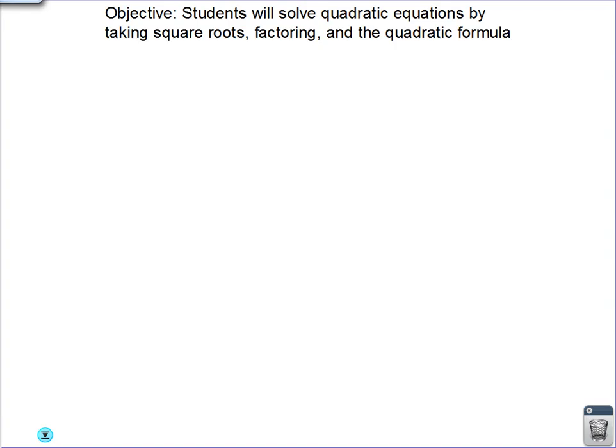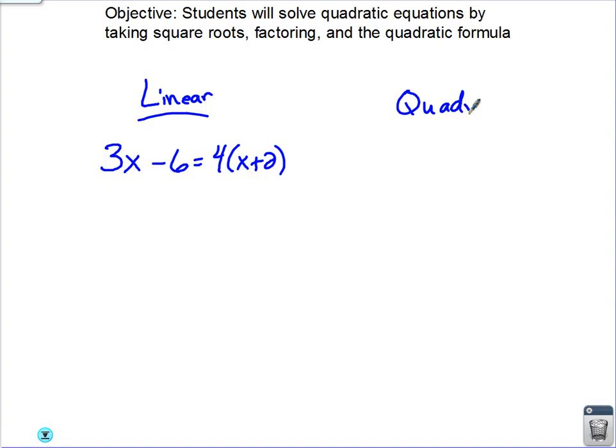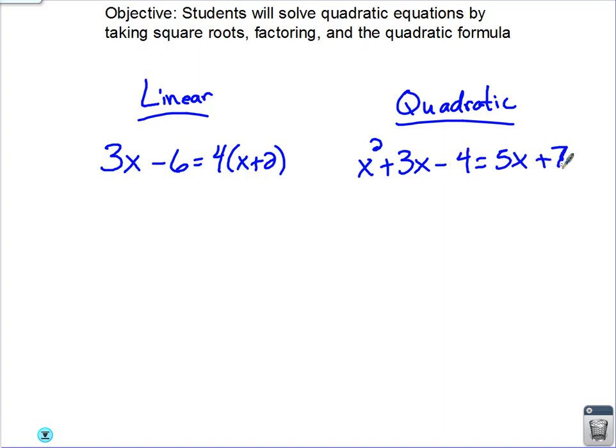Before we go into quadratic equations, let me explain what a quadratic equation looks like, because we need to know linear versus quadratic. Linear: 3x minus 6 equals 4 parentheses x plus 2. That's linear. Notice what's special about your x's. Okay, look at it. Quadratic: x squared plus 3x minus 4 equals 5x plus 7. There we go. Example of a quadratic equation.